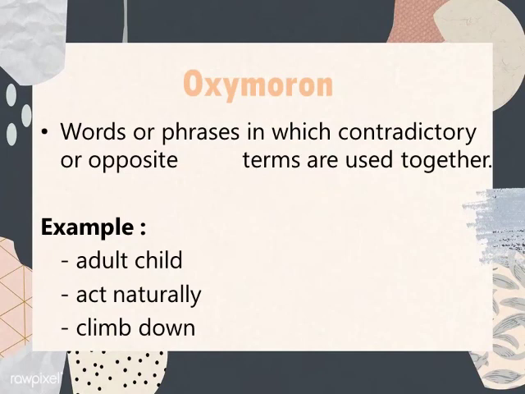Oxymoron, words or phrases in which contradictory or opposite terms are used together. Example: adult child, act naturally, climb down.